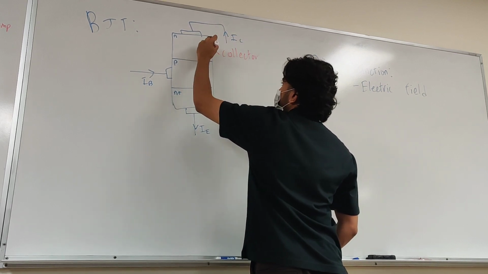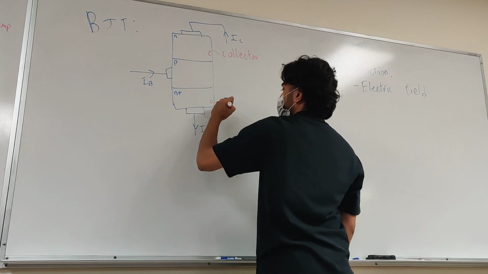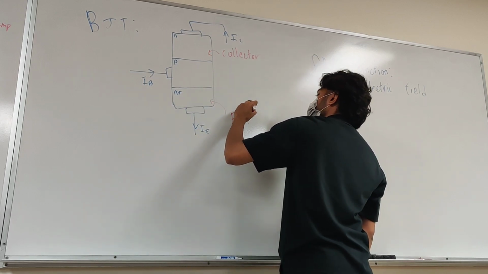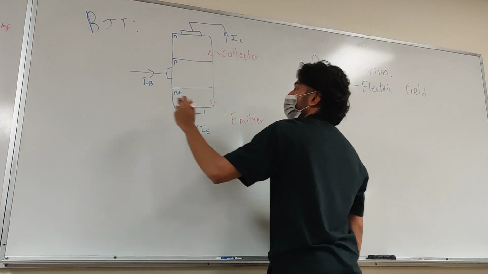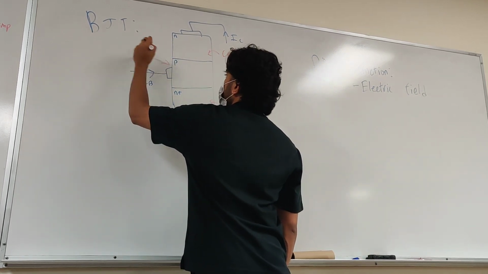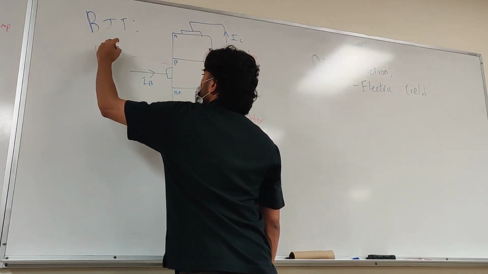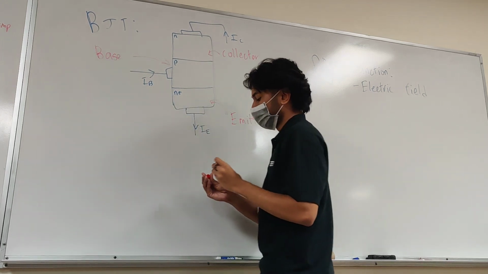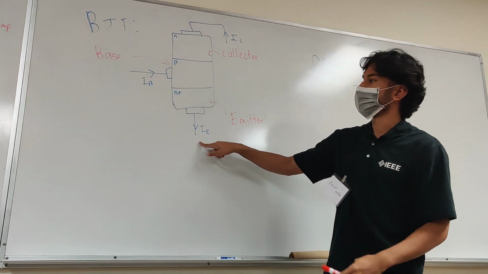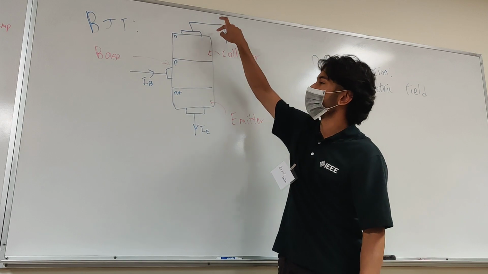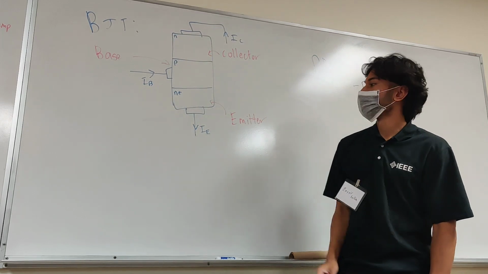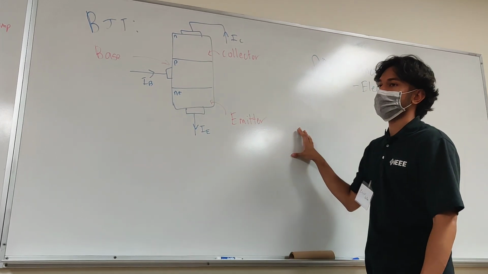So this is the collector. Something called the emitter. And then we have the base. Okay? So we have three terminals here: 1, 2, 3. 3 currents. 3 regions of the BJT.